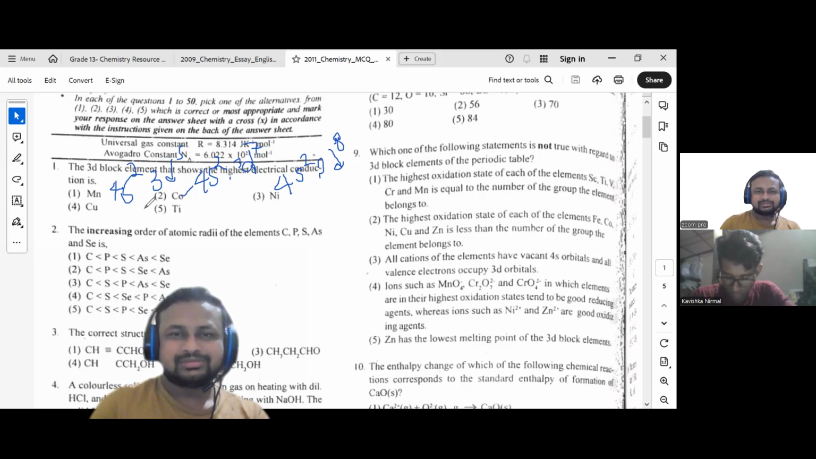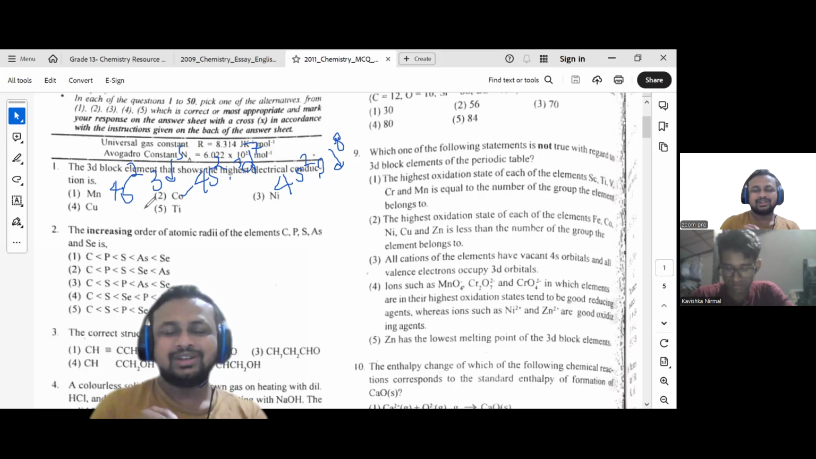As a result, electrons are easily removed, with low ionization energy, so copper has high electrical conductivity.